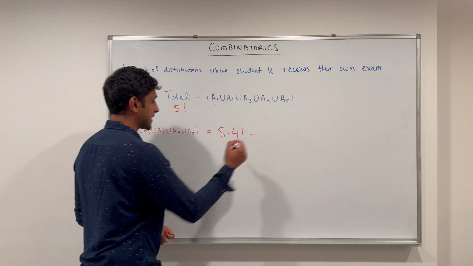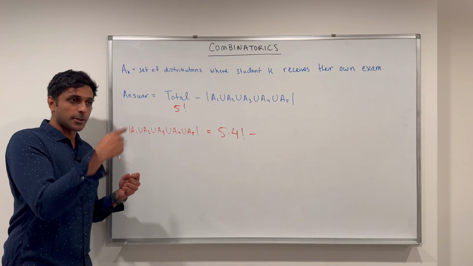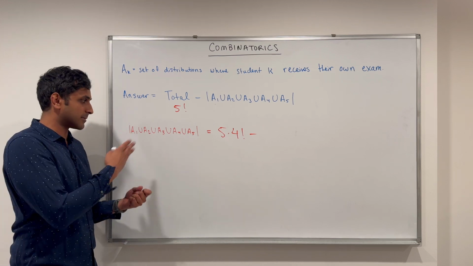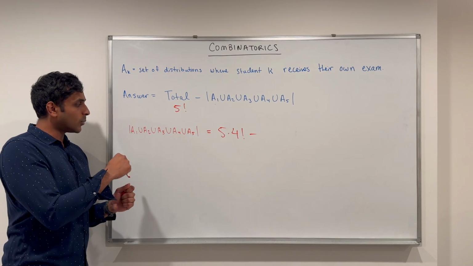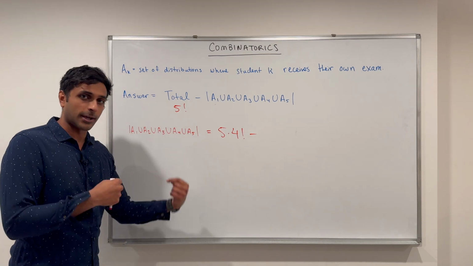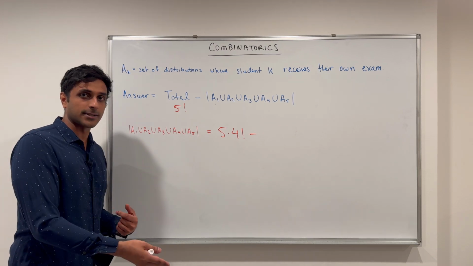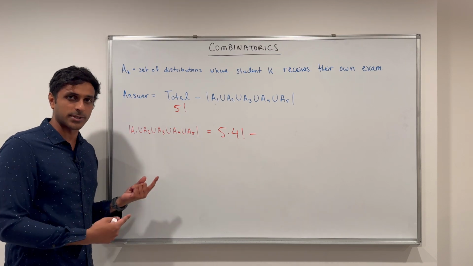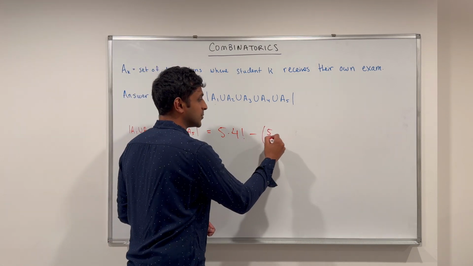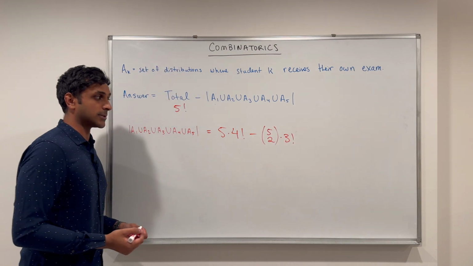And now we need to subtract out all of the pairwise intersections. But just like the singleton sets, each of the pairwise intersections is also going to have the same number of distributions in it. And let's just think through it once. So A1 intersection A2 is the distributions where 1 and 2 both get back their own exams. And that leaves 3 factorial ways of giving out the remaining exams. And that would be true regardless of which 2 you chose here. It would always be 3 factorial ways of giving out the remaining exams. So for each of the 5 choose 2 pairwise intersections that you need to subtract, each of them is going to have 3 factorial distributions.